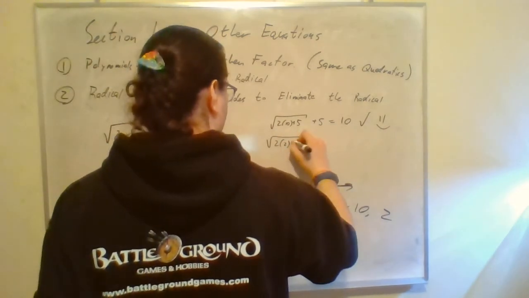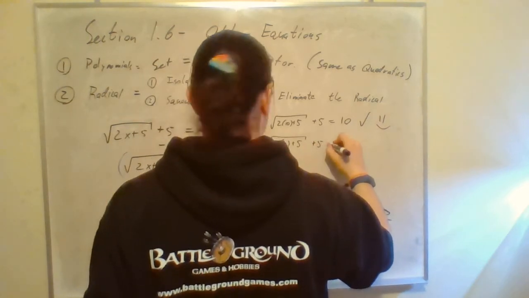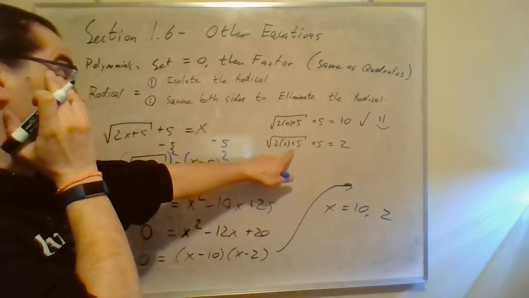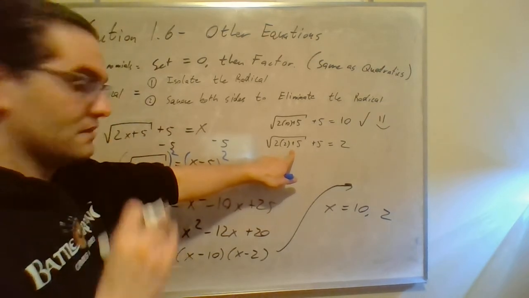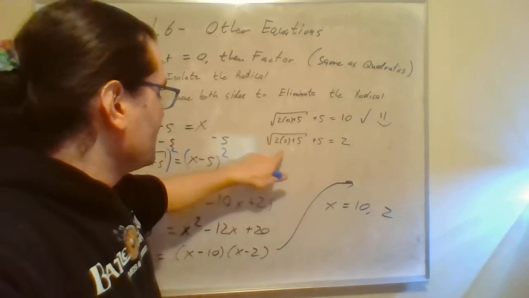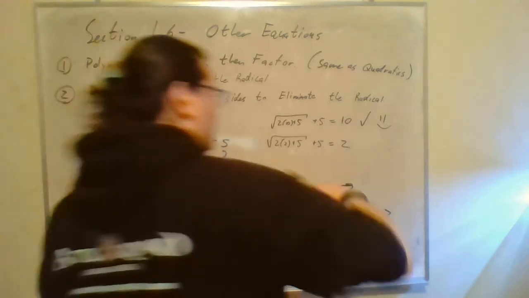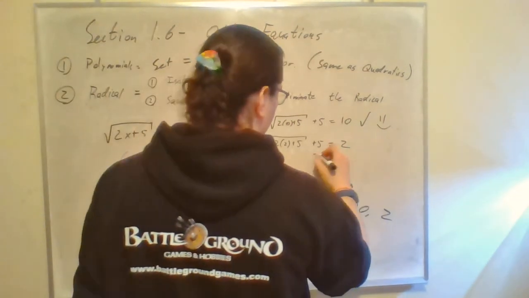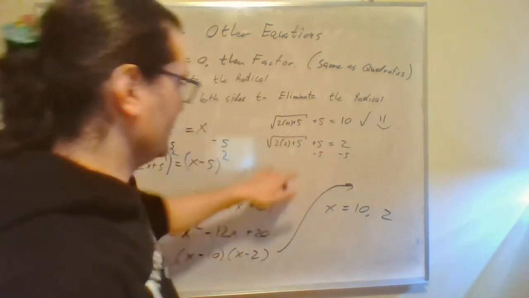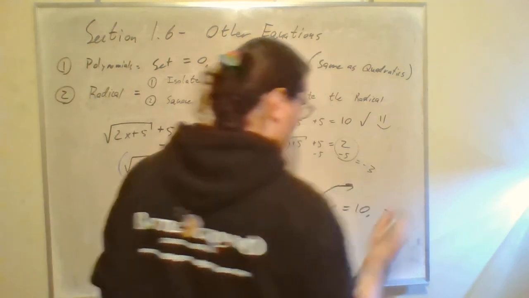If I plug in 2, square root of 2 times 2 plus 5 is 9. Square root of 9 is 3. 3 plus 5 is not the same as 2. If you subtract the 5 from both sides, then you would get something like this. This here would be -3.